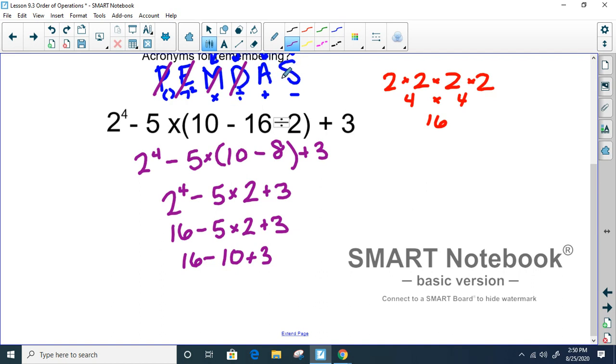Now I add and subtract from left to right. So I'm going to start over here on the left, and I'm going to move through, and I see that subtraction actually comes before addition. So I have to do 16 minus 10 is 6 before I can add 3 to get 9 as my answer. So I've added and I've subtracted, and now I get that my answer is 9.